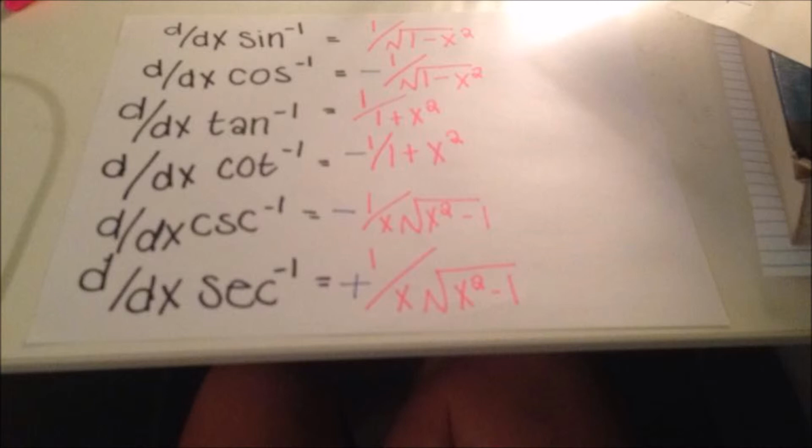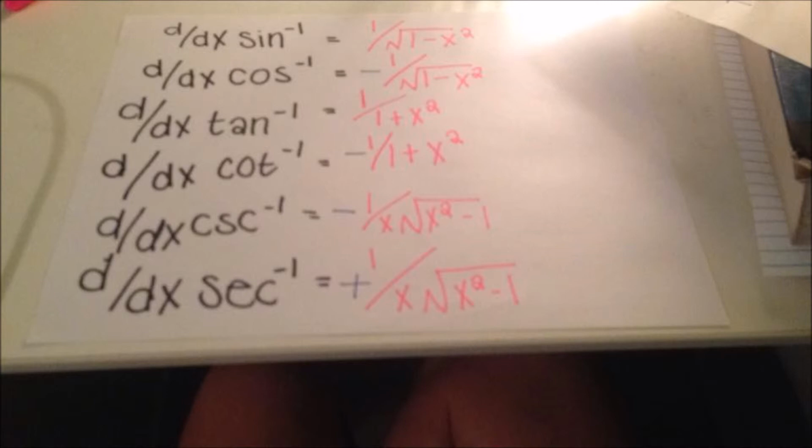Again, the derivatives are almost exactly the same, except one is positive and one is negative. Here, you really need to pay attention to the signs, because here, cosecant is negative, while secant is positive. It's confusing because cosecant is the reciprocal of sine, while secant is the reciprocal of cosine.